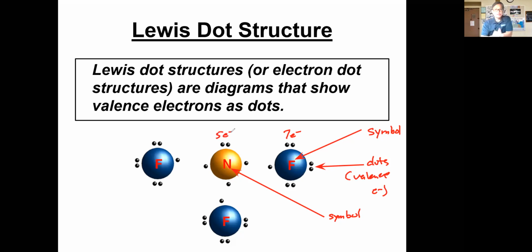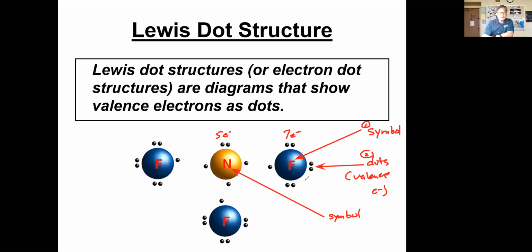So, the two parts of a Lewis dot structure: the symbol and the dots. What you should notice is that we place the dots around the symbol. The sphere here is just there to represent it. We're not going to draw the sphere, we're just going to draw the letter. But if you notice, we put the dots around the symbol.